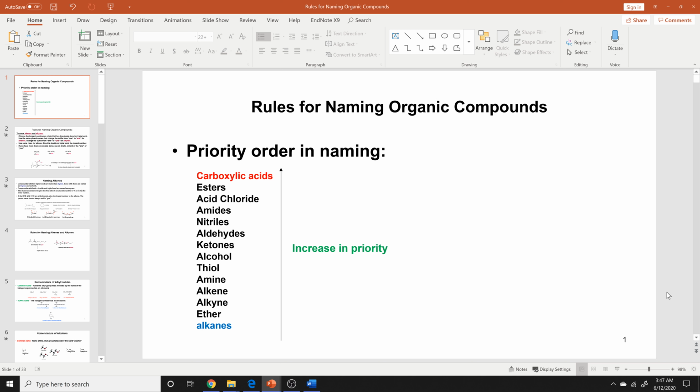So let's say if I had a chain that has an alcohol and a carboxylic acid, then your ending is going to be in the carboxylic acid because the acid is a higher priority, and the alcohol is going to be a substituent, so we're going to name it as a hydroxy.